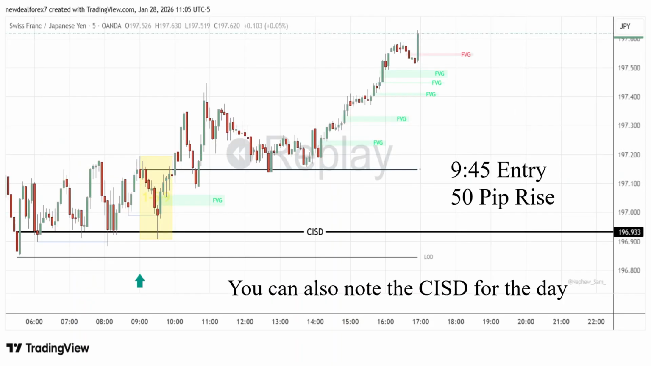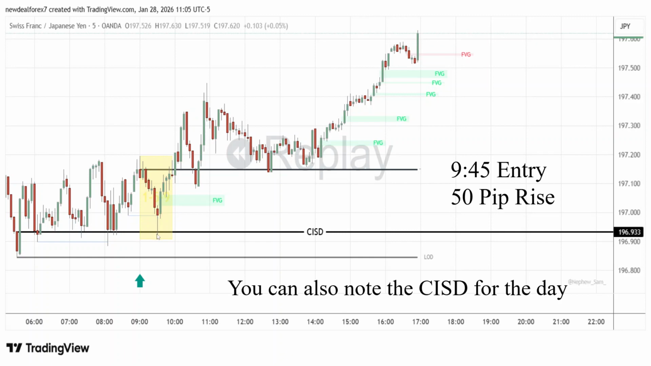Now this is the 5-minute chart. You can also, if you want, make a note of the change in state of delivery for the day, because this 1 a.m. level did hold. But in terms of the candle, this yellow box here I have set up is just the first hour of the candle. The best entry would have been right here at 9:45. A fair value gap was created as well.